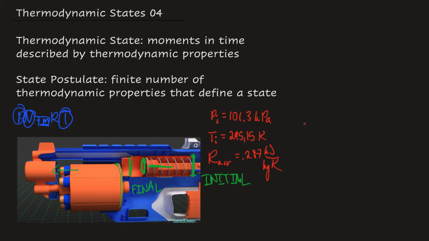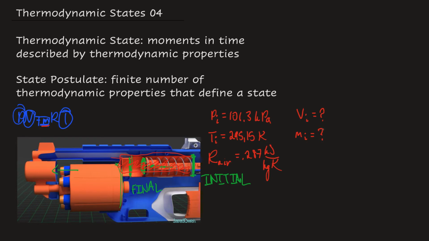Now think about the volume. The volume is going to be this entire volume right here, everything enclosed in there initially. We can use the dimensions of the nerf gun to figure this out, but for right now, we'll just put a question mark and we'll calculate that in a second. Lastly, we can look at the mass. We're actually not sure how much mass is inside of this chamber initially, but because of the state postulate, we can use the ideal gas law to calculate that mass. So we're not really sure what the initial mass is, but we can definitely calculate it.